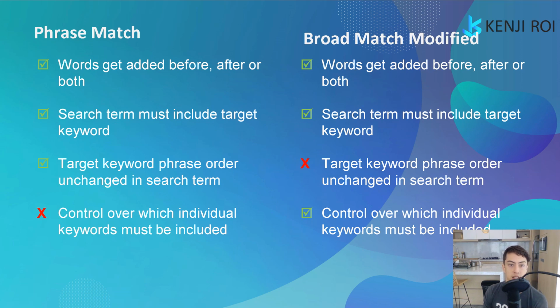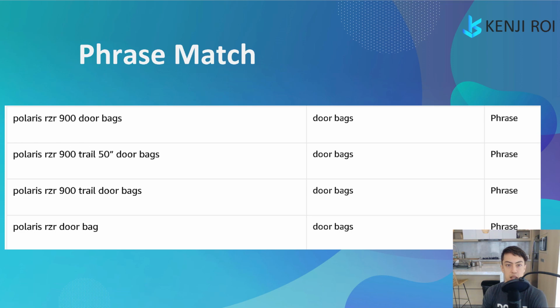And the other difference is phrase match does not have control over which individual keywords must be included. So it's just the entire phrase that you put in there must be included, but you don't have the freedom that you do in broad match modified. You can control exactly which individual keywords must be included in there. So to really illustrate that, let's go over some examples. So here's phrase match. So the target in this one is door bags. And you can see all there on the left, these are all the customer search terms.